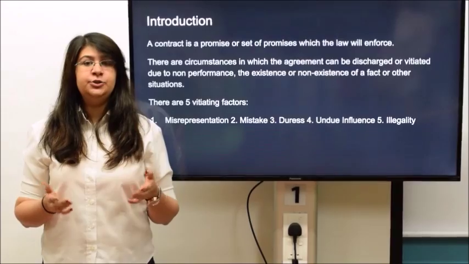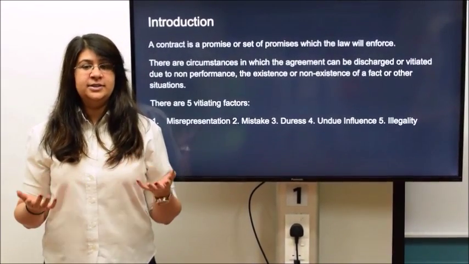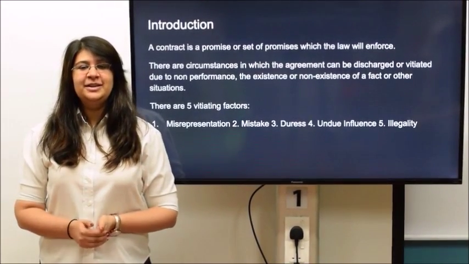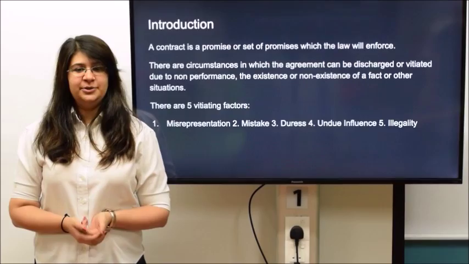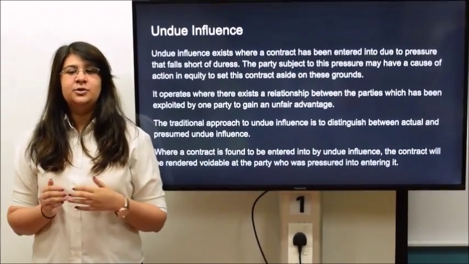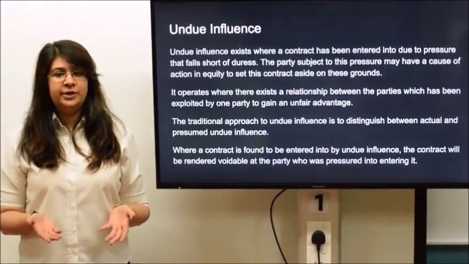Contracts may be discharged or vitiated due to non-performance, the existence or non-existence of a fact, or other situations. There are 5 vitiating factors, but the one that we will be focusing on today is undue influence. Undue influence exists where a contract has been entered into due to pressure that falls short of duress.